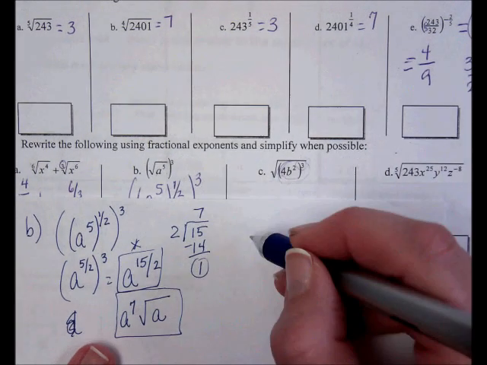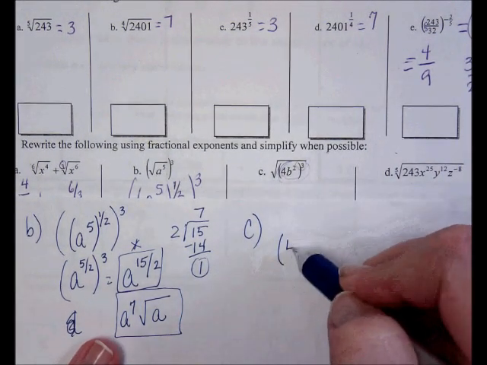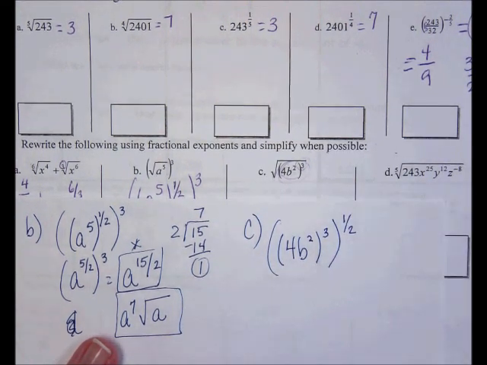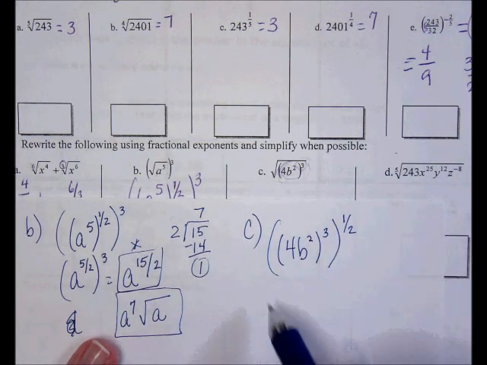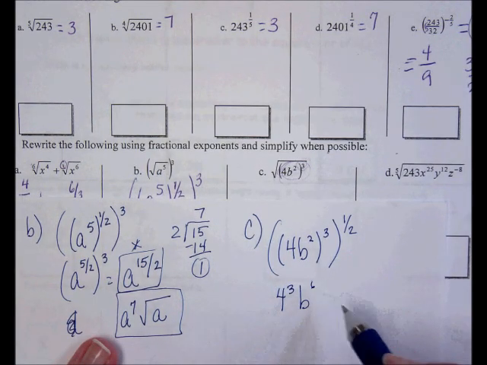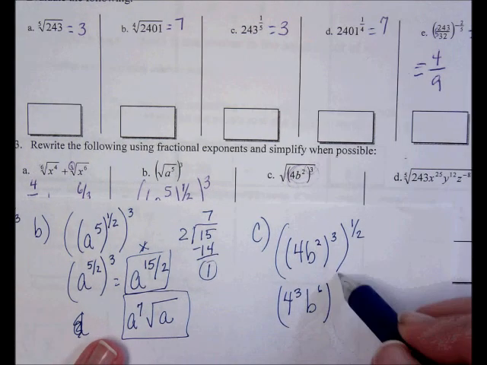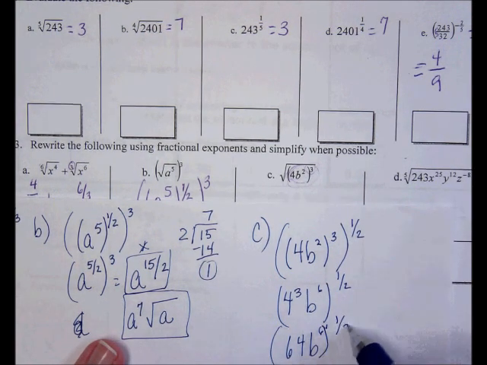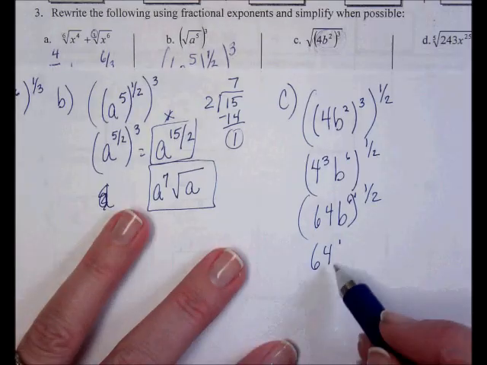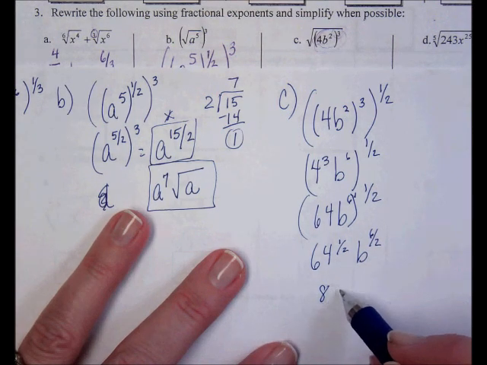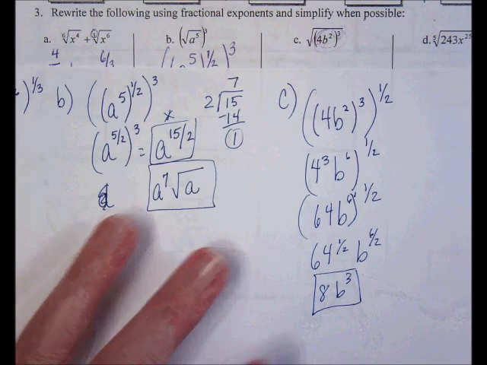The next one, C, is 4b squared to the third, and I take all of that to the 1/2 power, because all of this is underneath the radical. So I have to do 4 cubed b to the 6th, and then I take all of that to the 1/2 power. So 4 cubed is 64, b to the 6th, and I still take it to the 1/2 power. 64 to the 1/2 power, and b to the 6 over 2 power is going to end up being 8b to the third. And that would be your final answer.